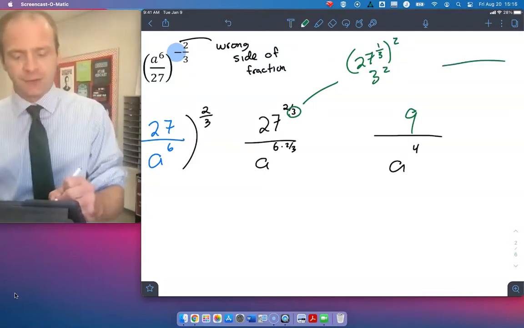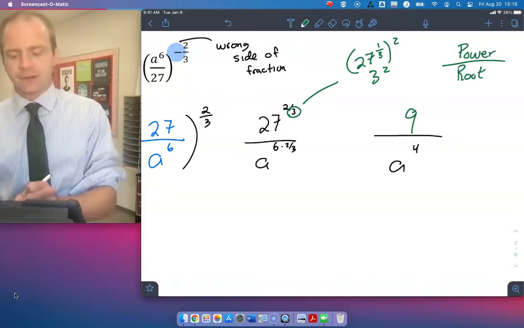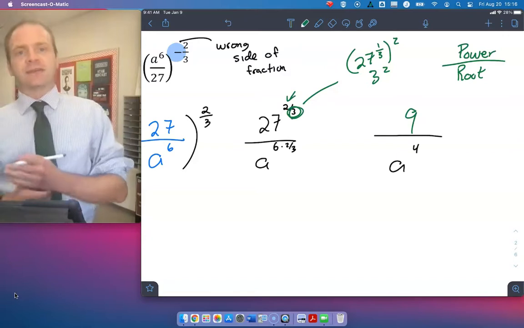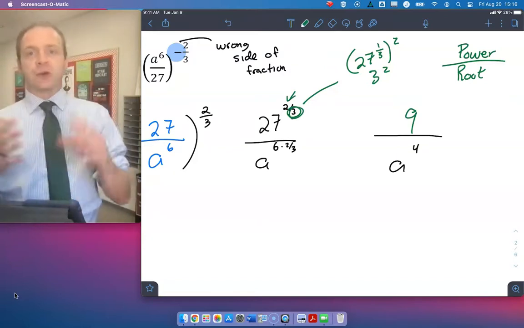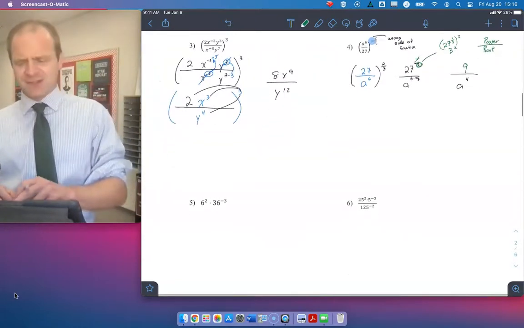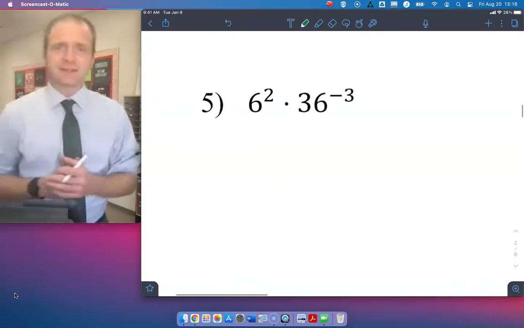And do remember, the root is the denominator, the power is the numerator. Cube root, and then I end up taking it to the second power. Those are your variables. Now let's look at numbers, because you're going to face ones like this.